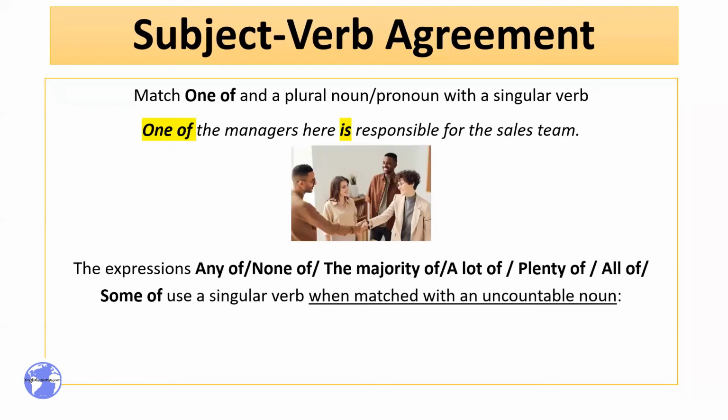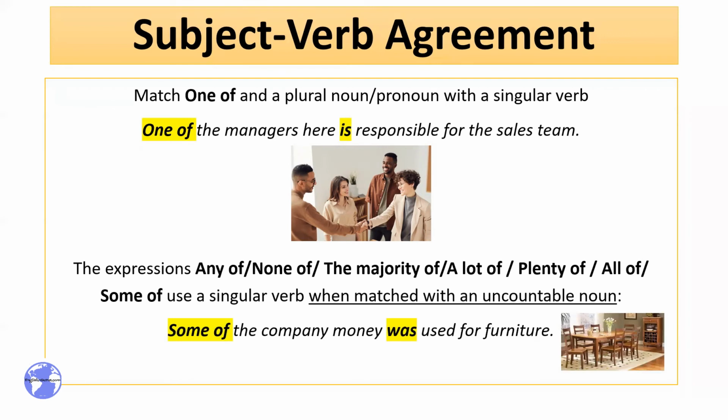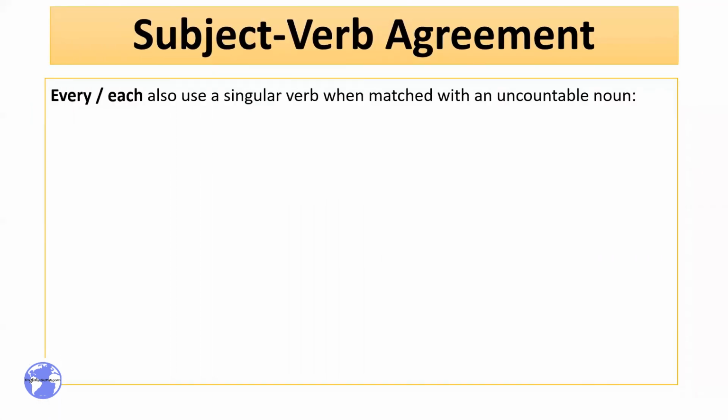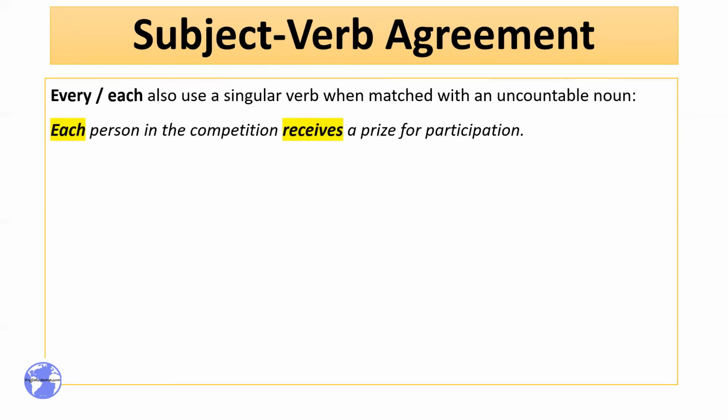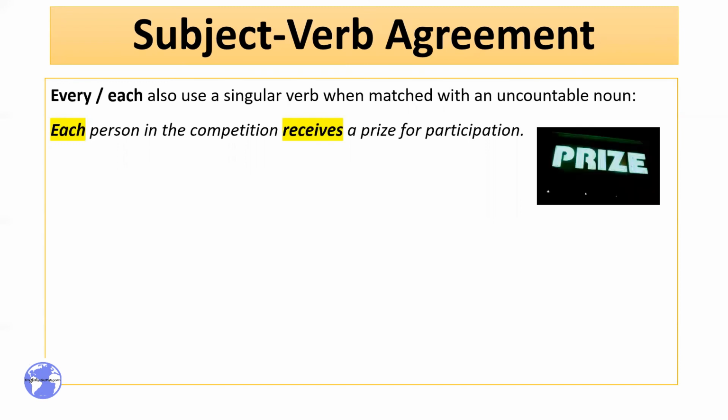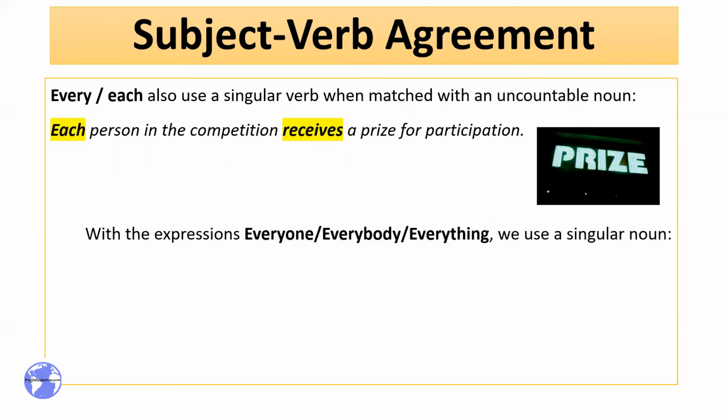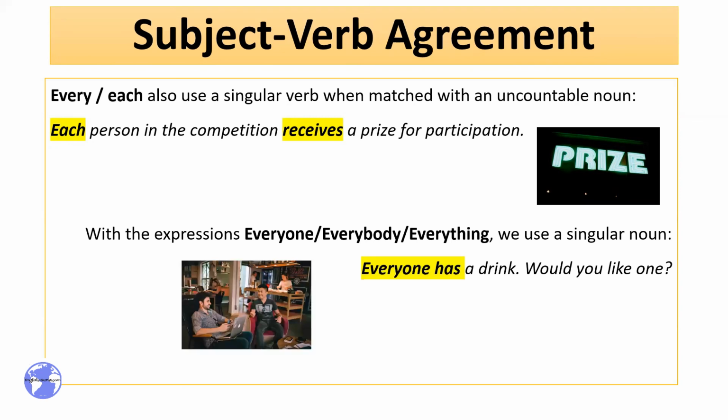The expressions any of, none of, the majority of, a lot of, plenty of, all of, or some of use a singular verb when matched with an uncountable noun. Some of the company money was used for furniture. Every and each also use a singular verb when matched with an uncountable noun. Each person in the competition receives a prize for participation. With the expressions everyone, everybody, everything, we use a singular verb. Everyone has a drink. Would you like one?